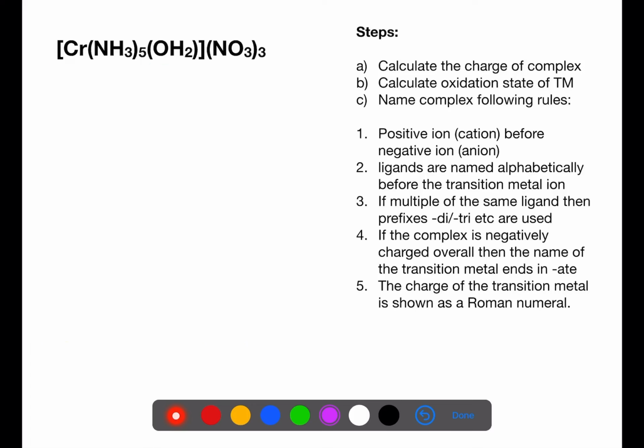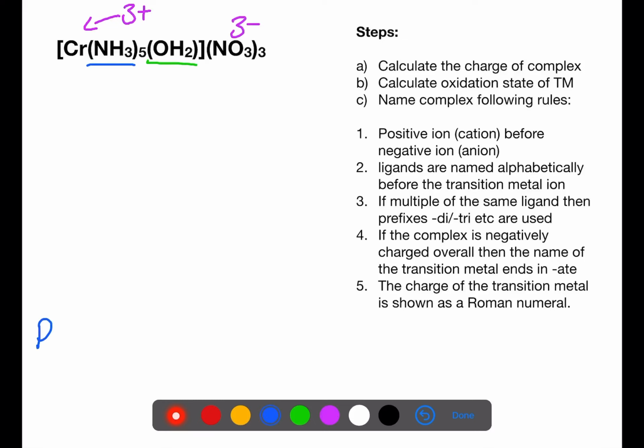In this example, we have nitrate ions as our counter ions, and we have 3 of them, which is 3 minus overall. This means that the square brackets must be 3 positive, and we have 2 neutral ligands, amine and aqua. Therefore, the 3 positive comes from the chromium.